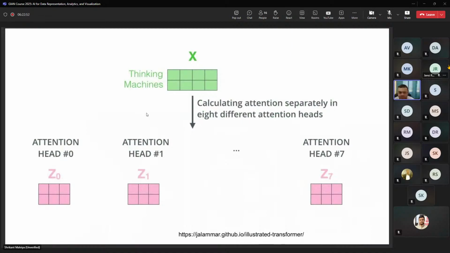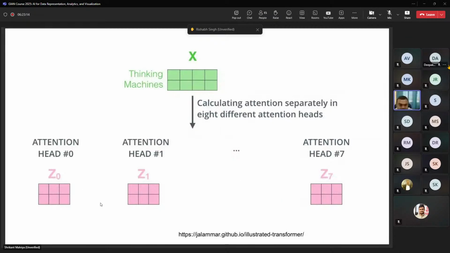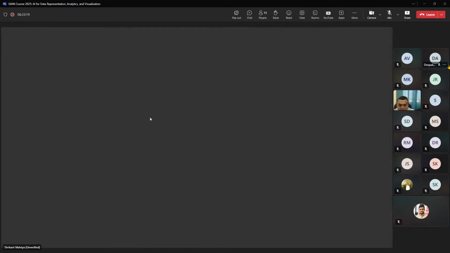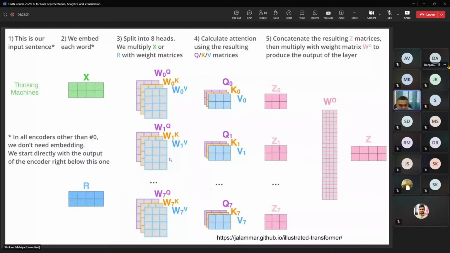So yeah, for the given words, thinking and machines, as an input, we get certain vectors as an output. Okay, so z0, z1, and because we consider eight heads, they will generate the vectors, and ultimately all of them will be concatenated to have a unified representation for the given input. Okay, so that's how this information is processed.